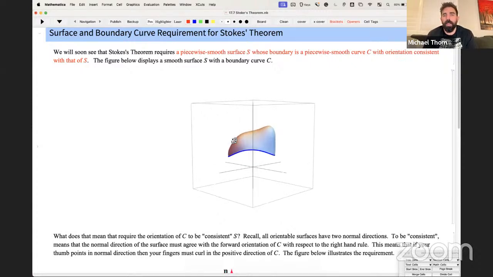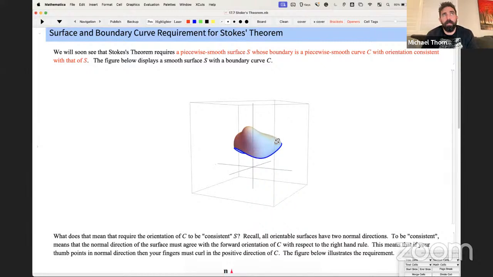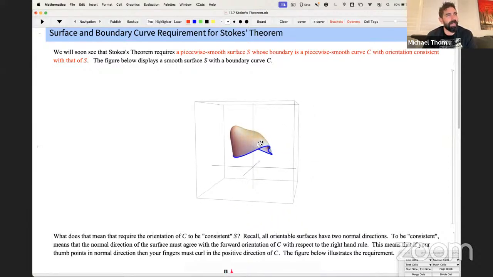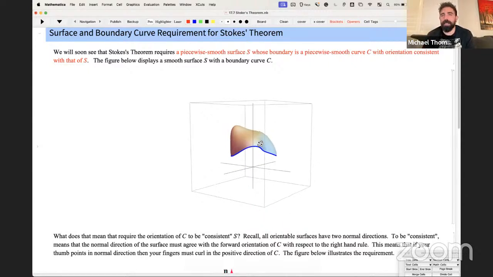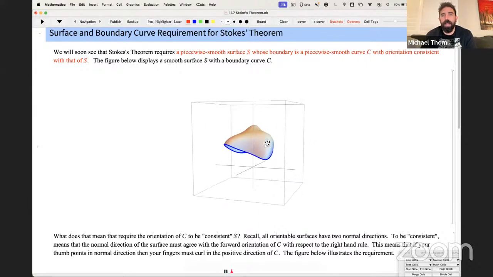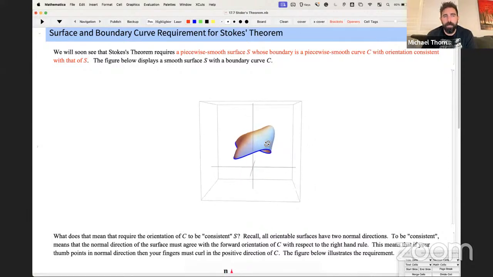So what are the conditions on this setup? Well, for Stokes' theorem, the surface S you're working with needs to be piecewise smooth. You can have sharp corners as long as it's made up of smooth pieces. In addition, the boundary curve C of your surface, in blue right there, also has to be piecewise smooth. And there's one other restriction: the orientation of the surface must be consistent with the orientation of its boundary curve.